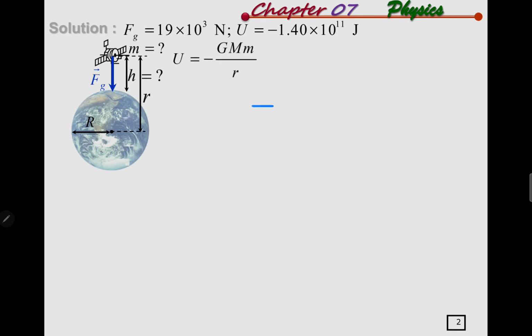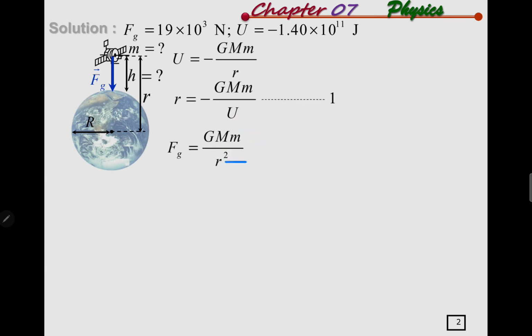By applying the gravitational potential energy, U will be equivalent to G, mass of the Earth, multiplied by the mass of the satellite over r, the distance from the center of the Earth. If we rearrange in terms of r, r will be equivalent to G times mass of the Earth times mass of the satellite over U, the potential energy. We end up with equation 1.